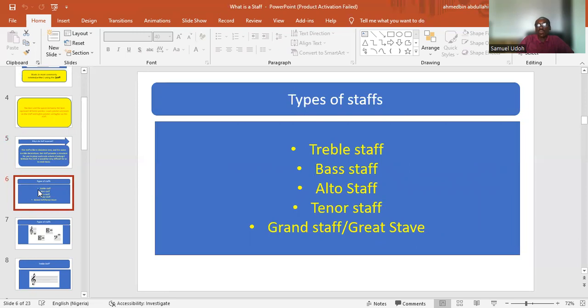Now, what are the types of staff that we have? We have various types of staff. We have the treble staff, the bass staff, the alto staff, the tenor staff, and the grand staff or great staff. These are the 5 kinds of staves that we have.